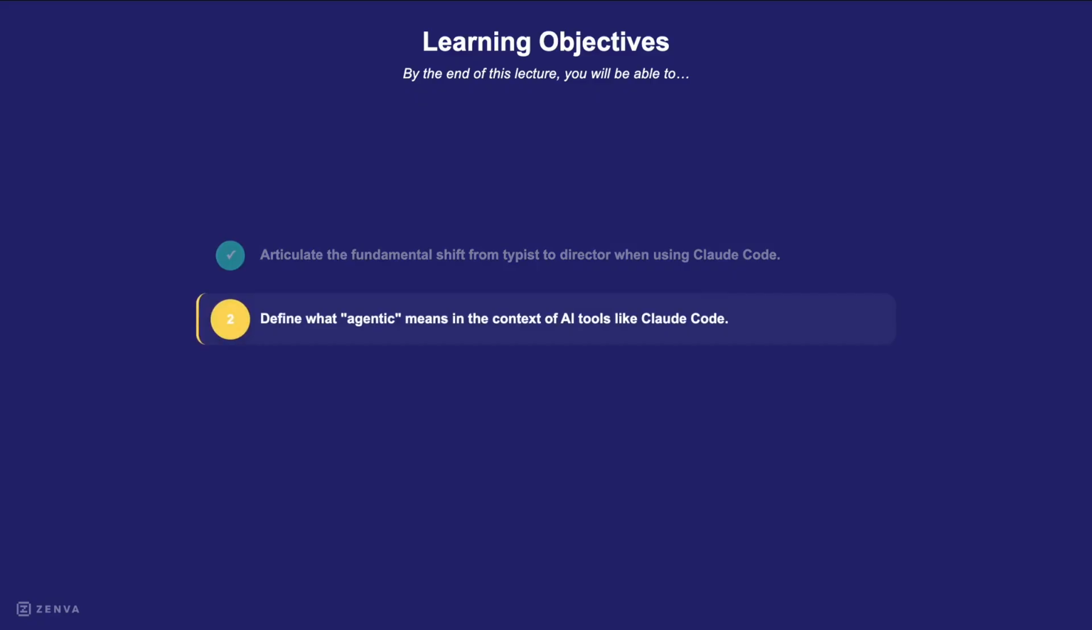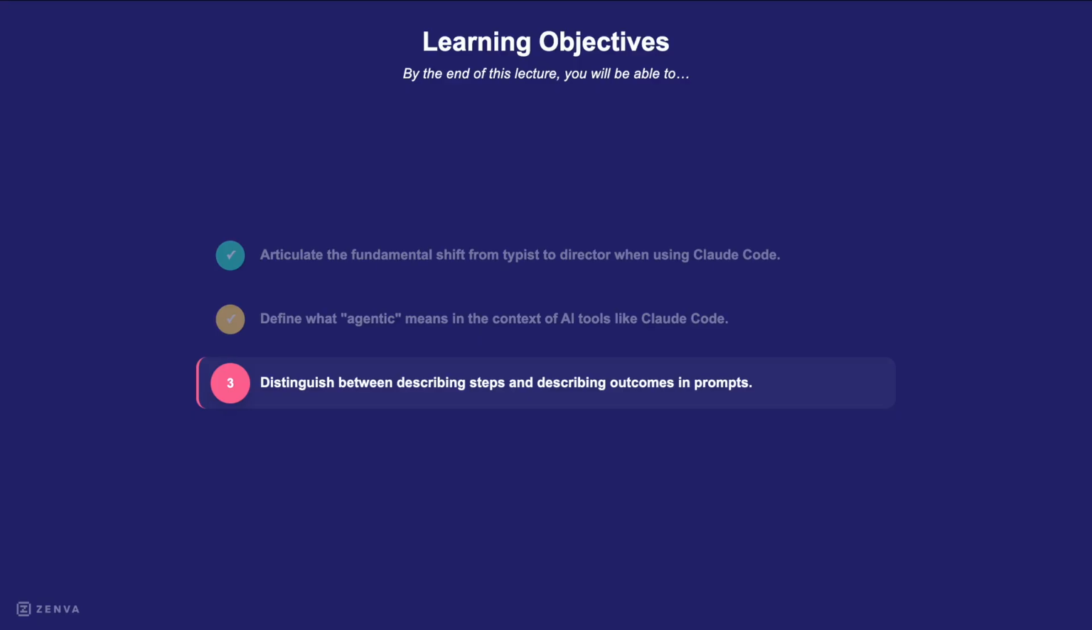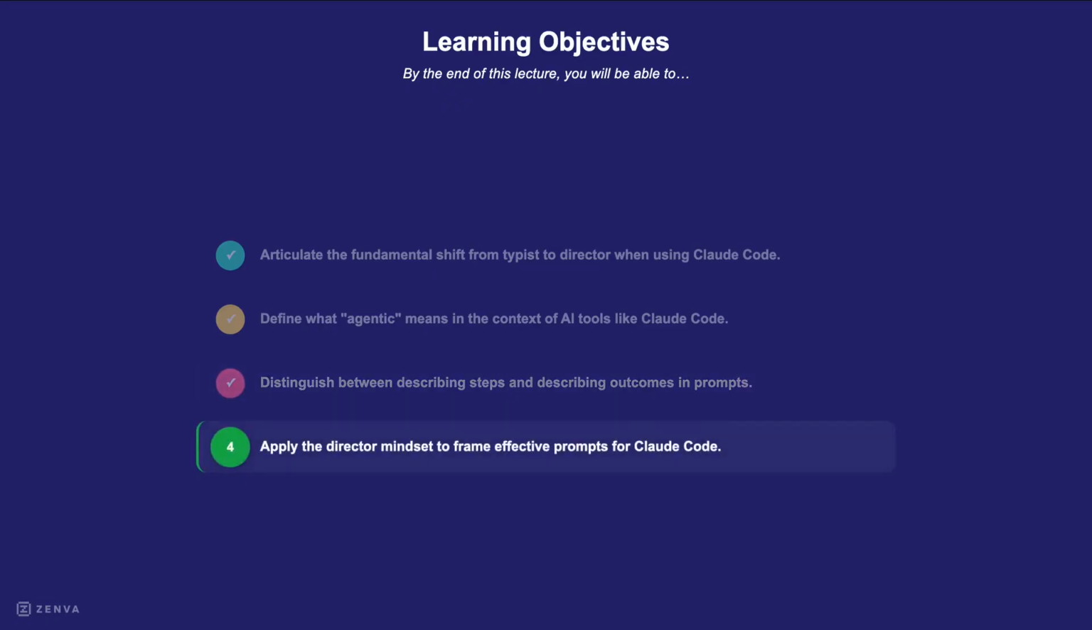Next, you'll define what agentic really means for AI tools like Claude Code. Understanding this idea is important to use these smart systems effectively. As we go on, you'll learn how to describe results, not just steps, in your prompts. This skill helps Claude Code get the results you want more quickly and accurately. Finally, you'll use this director mindset to write really good prompts for Claude Code. By mastering this, you'll be able to do amazing things with AI.